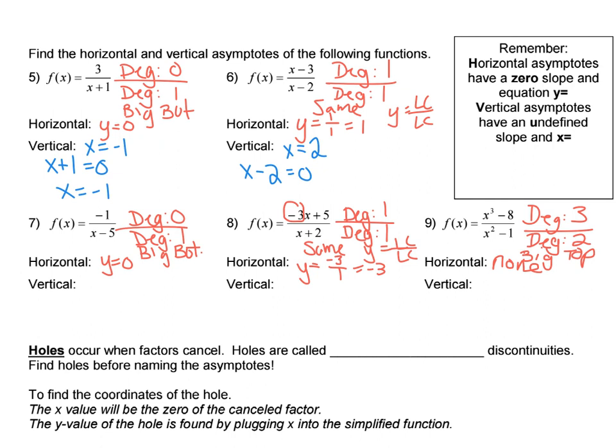Because vertical asymptotes always follow the same pattern, I think that these are a little bit easier than horizontal asymptotes, especially if you can handle the domain that we did on the front side of the sheet. Looking at number 7, we have x minus 5. Set that equal to 0, and that tells us that our vertical asymptote is x equals 5.